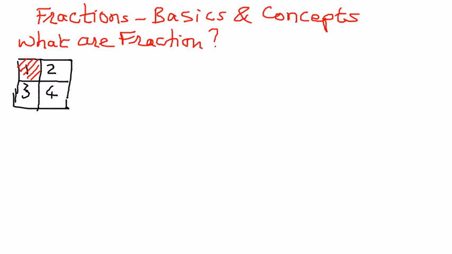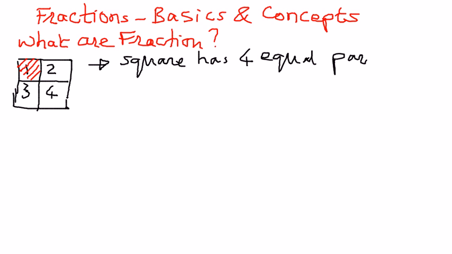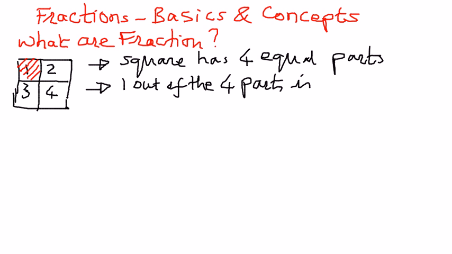So in here, what we observe is the following things. The square has four equal parts. If all sides are equal, it is called a square. A square has four equal parts. And then the second observation we have is one out of the four parts is shaded.